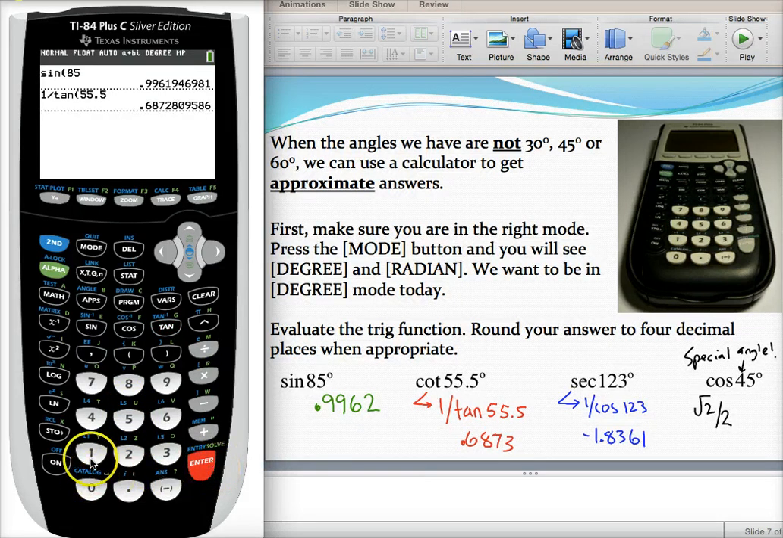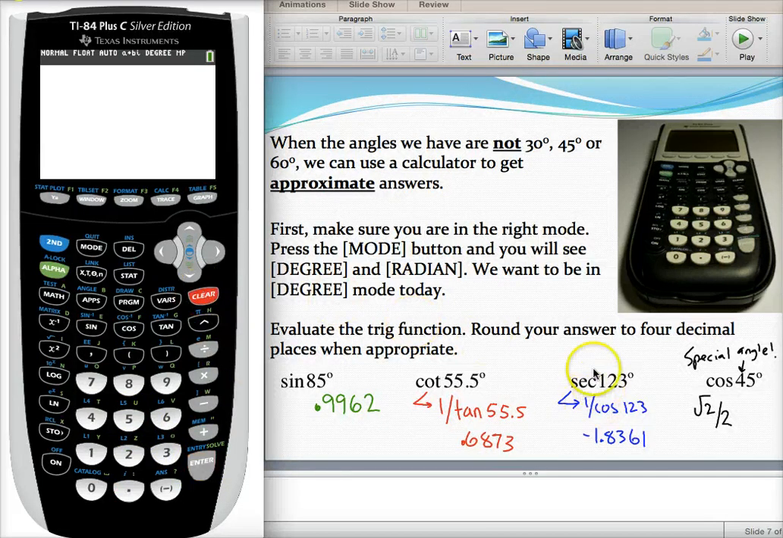Some people think of reciprocals, and so they start to think, oh, well, it's just the tangent of 1 over 55.5. You can see like that's definitely not going to work. It's not the same answer. So you've got to type it in as 1 over and then type in the tangent part.